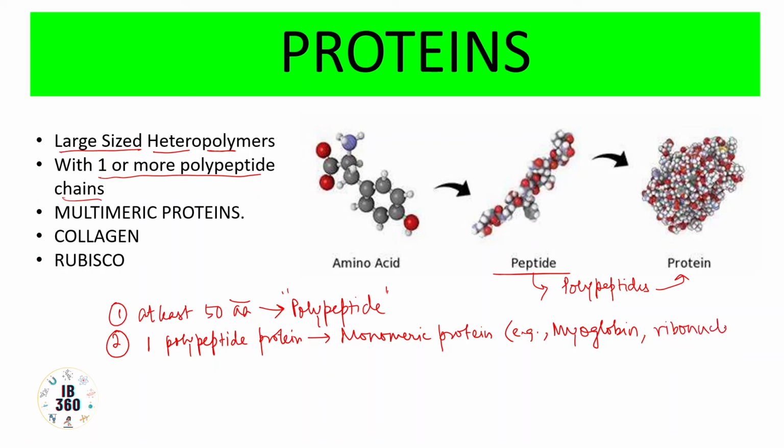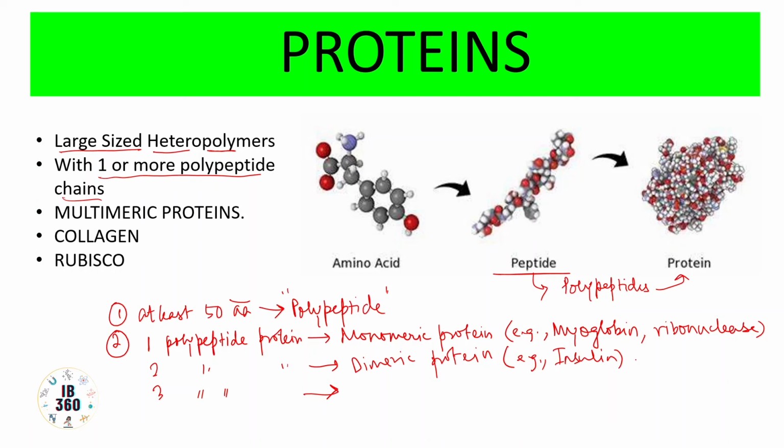Then if two polypeptide proteins, then dimeric protein. A very famous example, insulin. Now insulin is a very famous hormone. It is secreted by the beta cells of the pancreas.